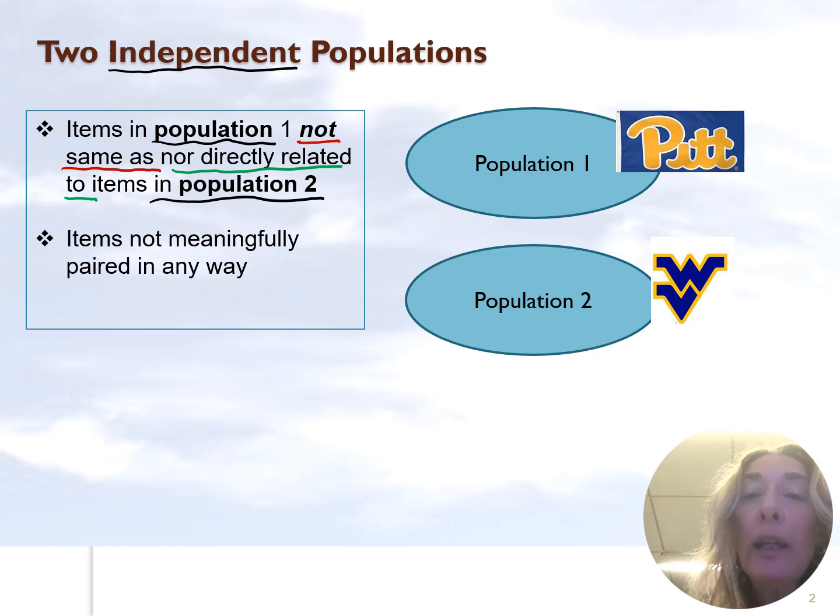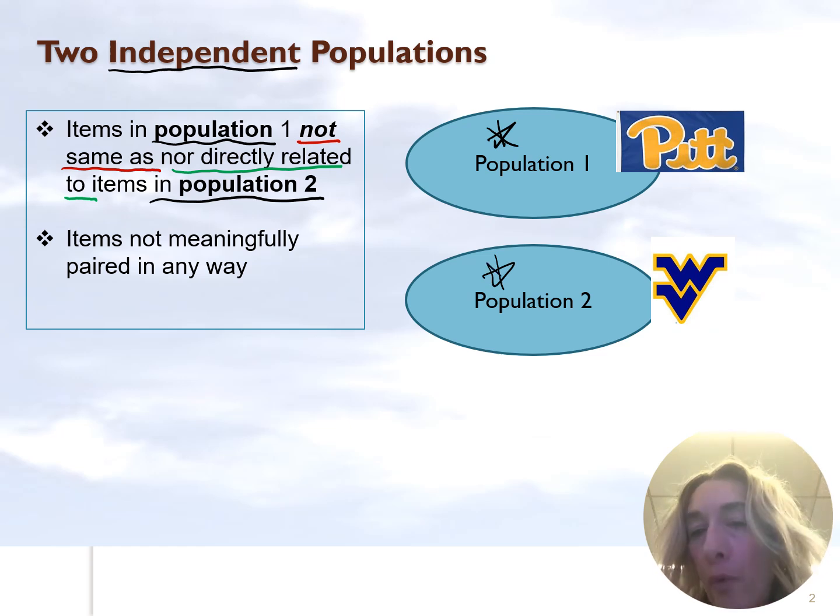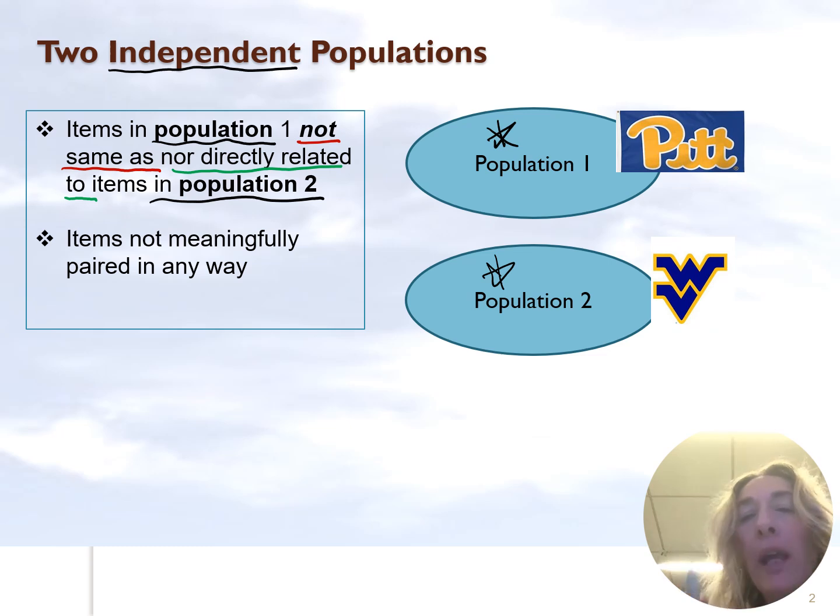A good example of this is the following. Let's say we call population 1 all Pitt full-time undergraduate students, and let's say we call population 2 all full-time undergraduate West Virginia University students. These two populations are independent, right? Because you can't be both a full-time Pitt undergrad and a full-time West Virginia undergrad.